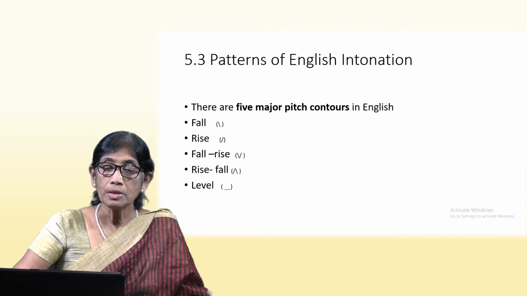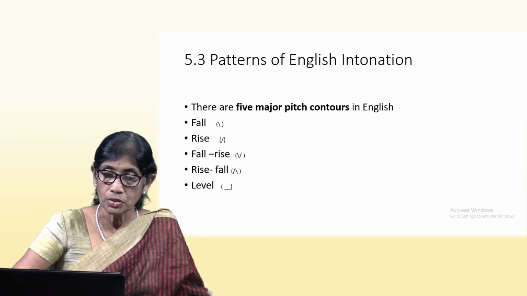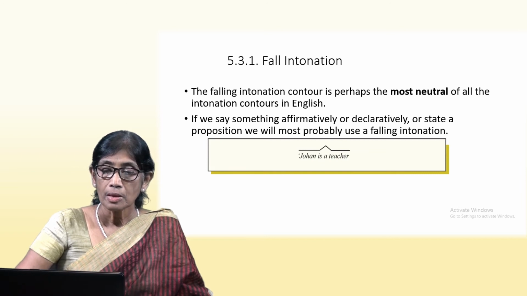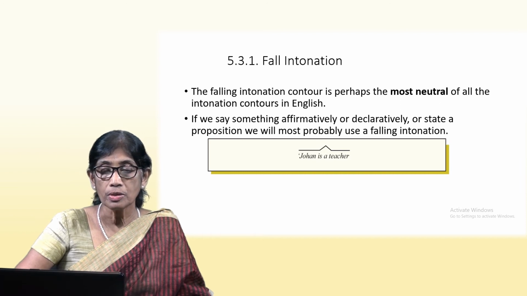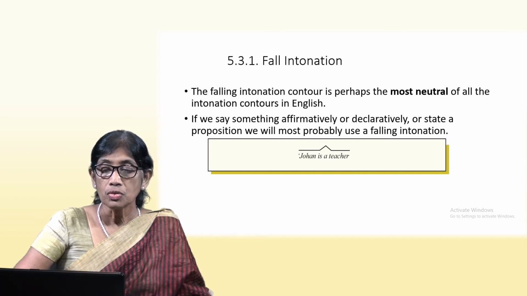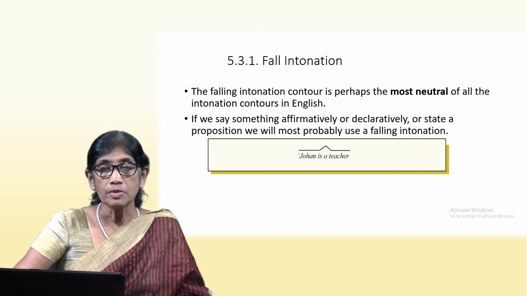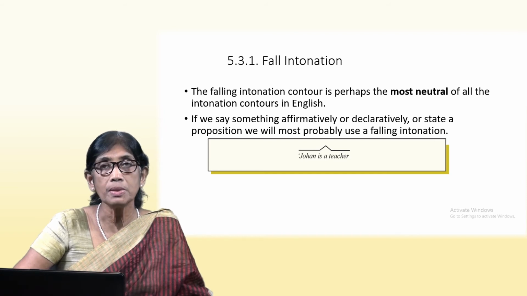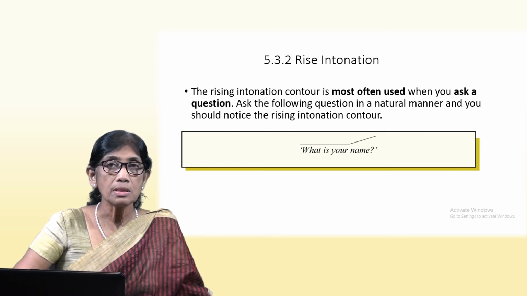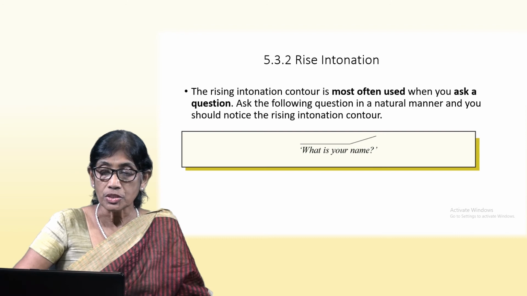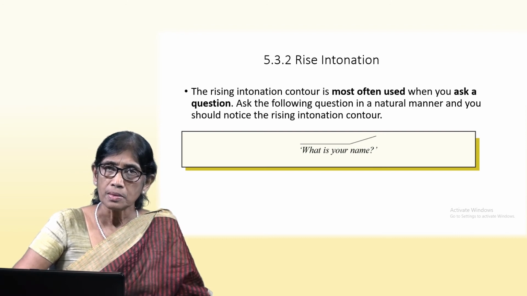So there are 5 patterns of English intonation, and these are fall, rise, rise-fall, fall-rise, and level. Look at this one. The falling intonation contour is the most neutral of all the intonations. So here we say, "John is a teacher." If we say something affirmatively or declaratively, or state a proposition, we will most probably be using a falling intonation. The rising intonation is most often used when we ask a question. For example, "What is your name?"